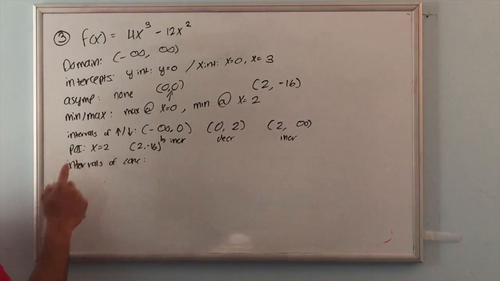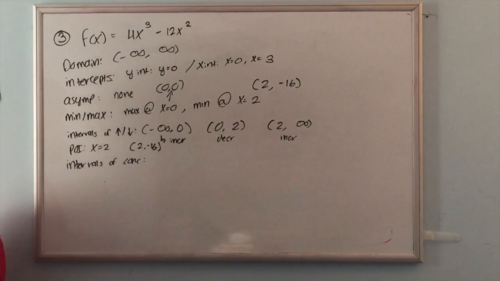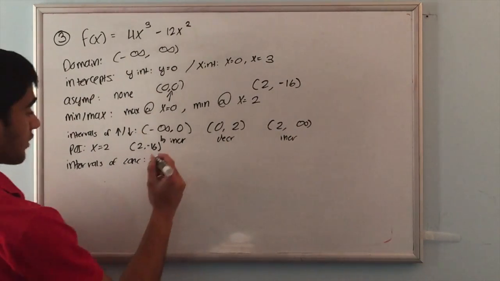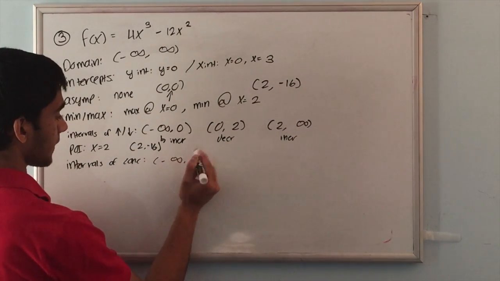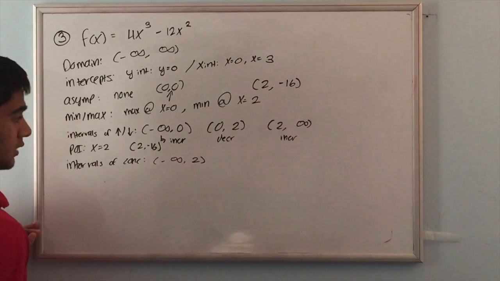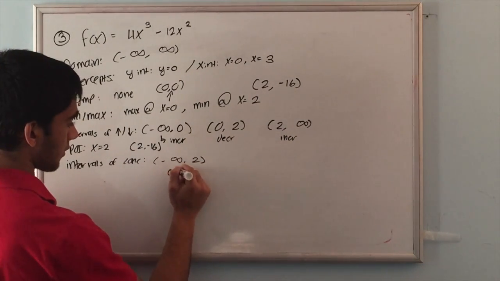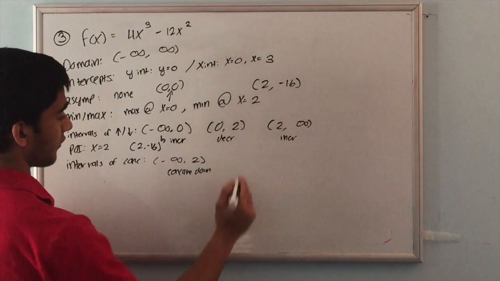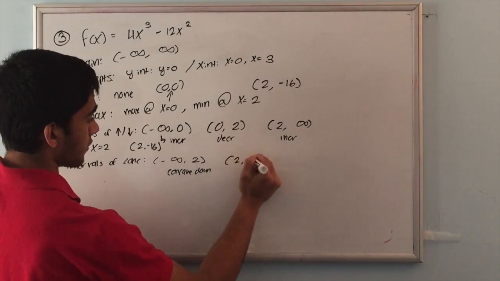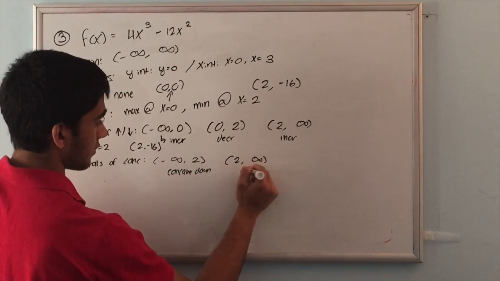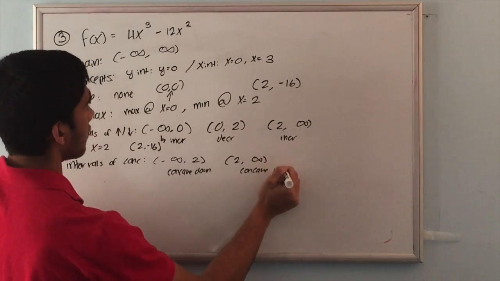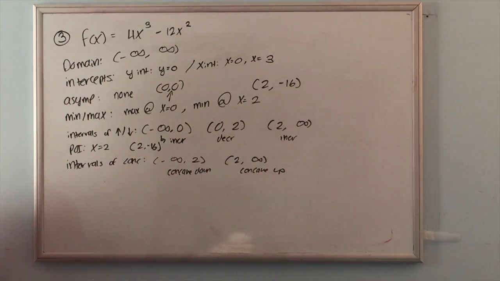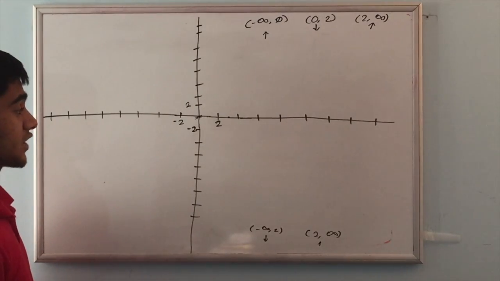And remember, point of inflection means there's a change in concavity. So the interval of concavity, we said, was from negative infinity to 2, it was concave down. And from 2 to positive infinity, it was concave up. So now we are ready to actually sketch our function.